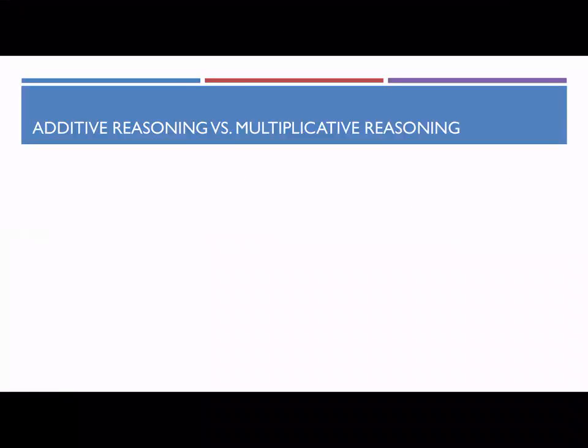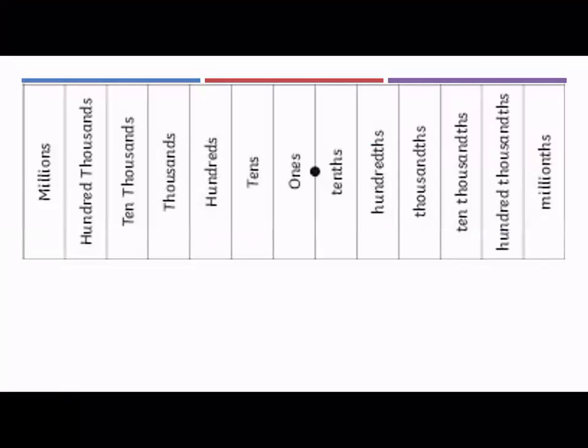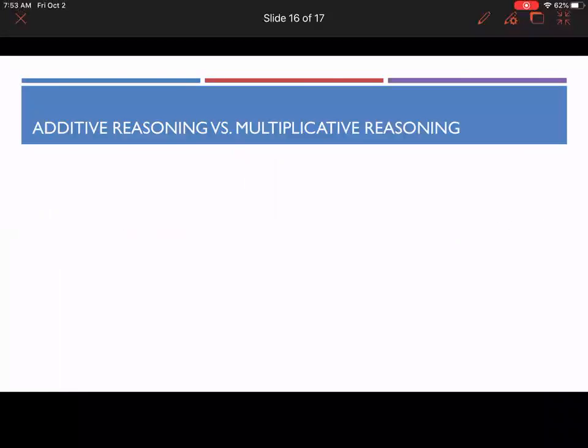I don't know what happened to this slide. Oh, okay, it's just a little blurry. And so I just wanted to show these words for you. Additive reasoning is when you're reasoning by adding or subtracting numbers, whereas multiplicative reasoning is this idea of 10 times bigger or 10 times less.